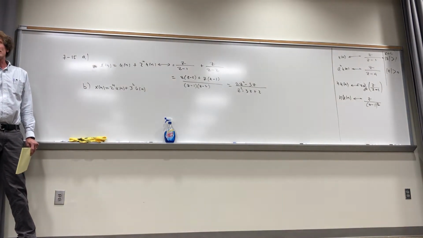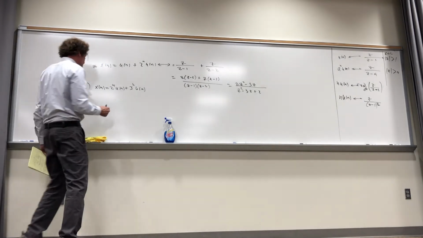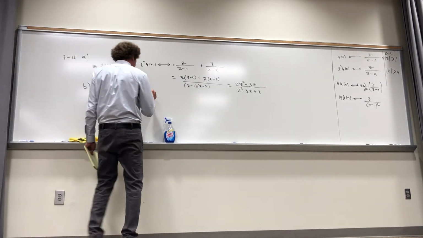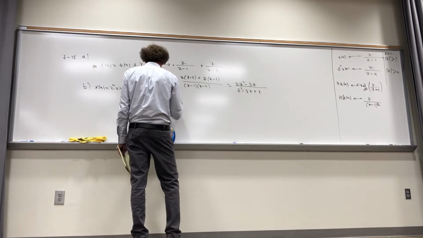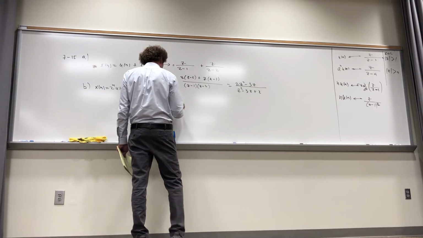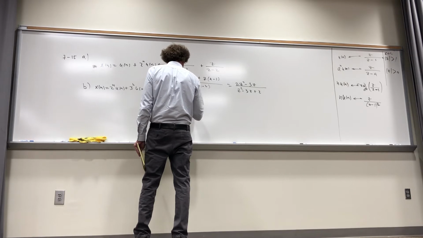For this one, it's really a to the n u of n in both cases, right? So I'm just going to put it down. This will become, in a straightforward way, simply z over z minus 2. And it's going to be plus z over z minus 3.